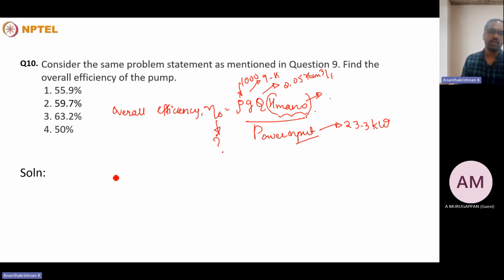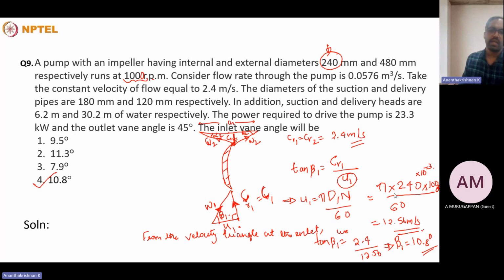The overall head, which is required to overcome the static lift as well as the dynamic lift and the frictional head losses, will be equal to the manometric head if you are considering the suction pipe and the delivery pipe. But in this particular problem, the suction and delivery heads are given as 6.2 and 30.2 meters of water.